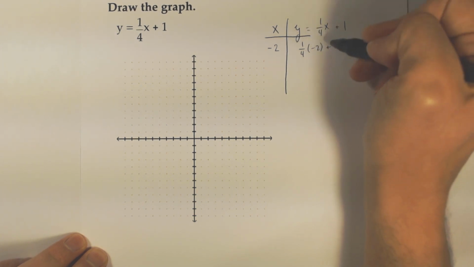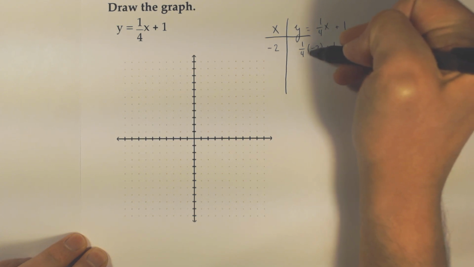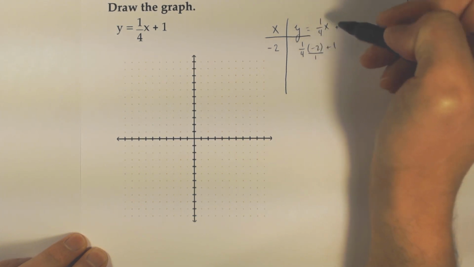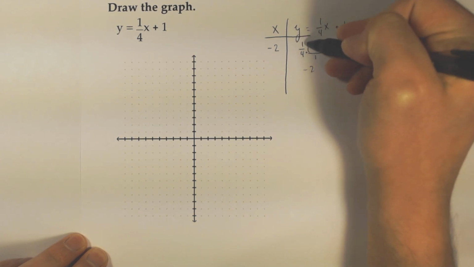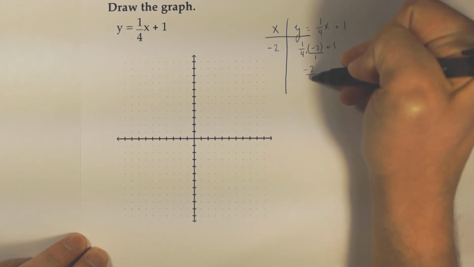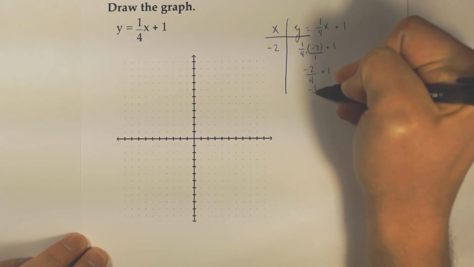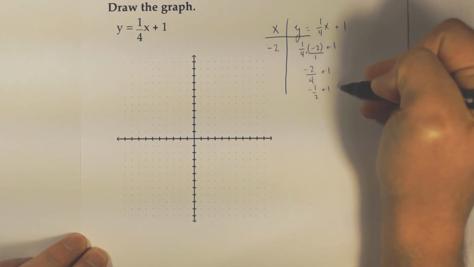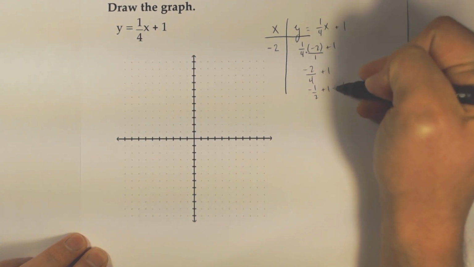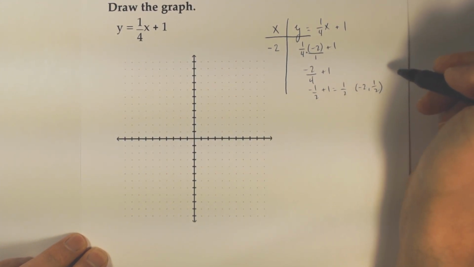Okay, so depending on how good you are with fractions, you can do this quickly or slowly. So I'm going to put that -2 over a 1. That way we can multiply the fractions here. So that's going to be 1 times -2 is -2, 4 times 1 is 4. So that's going to be -1/2 when we reduce, plus 1. So -1/2 plus 1 is 1/2. So our first point here is (-2, 1/2).